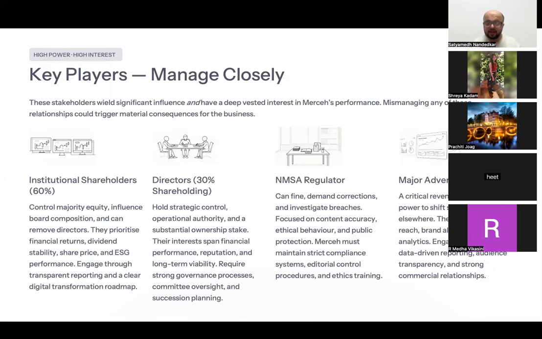ठीक है। Directors, they have strategic operational authority. They also have a 30% holding, which means the changes in the share price of the company are going to impact them. Also, because they have a certain amount of control and operational authority, they run the company on behalf of the shareholders, right? So they have been appointed by shareholders, so they have that power. Plus, now that they have a 30% holding, the financial success of the company impacts them deeply.